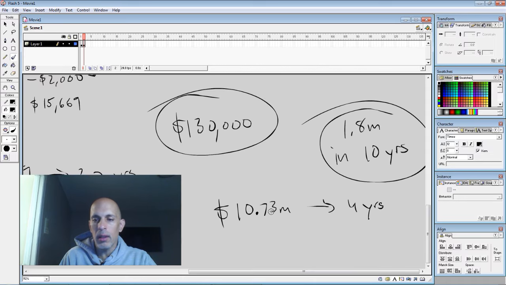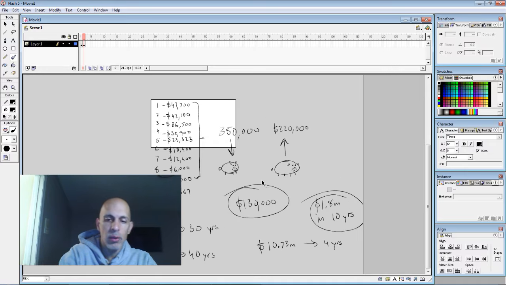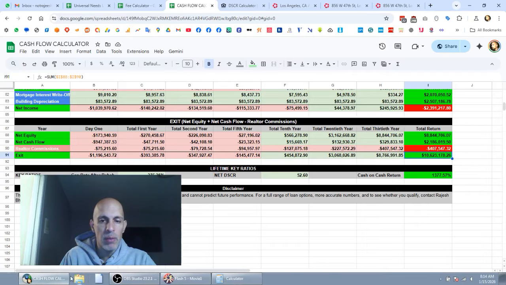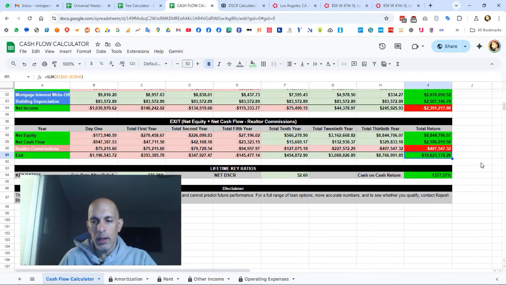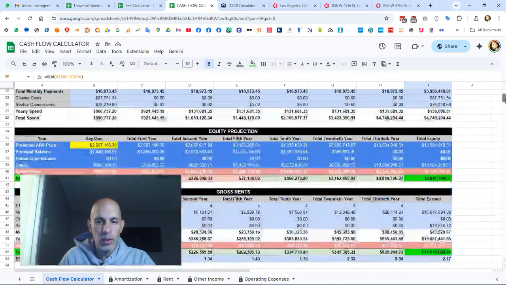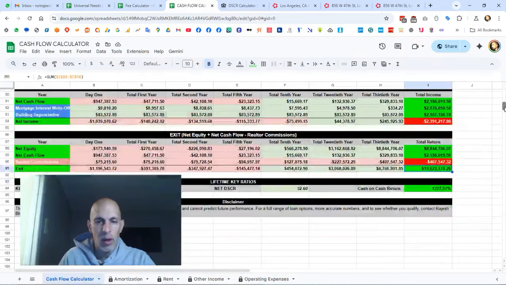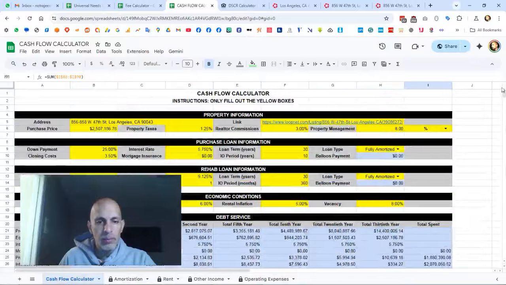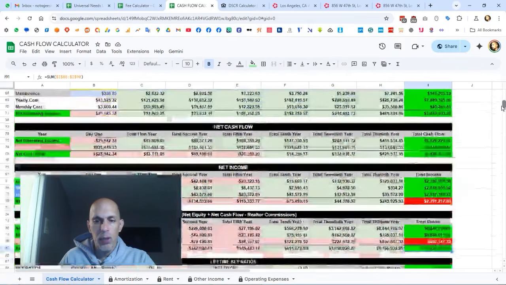Is that worth it? Only you can honestly answer that question. For me, I would walk away with this 8.9 million and just leave my money in there. But different strokes for different folks, right? It's all good. No judging here at all. But that's just my analysis of this property.